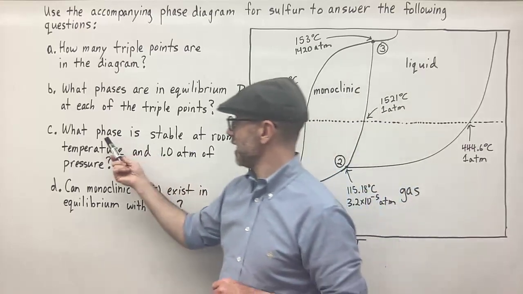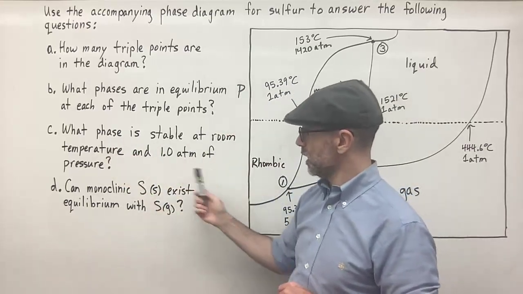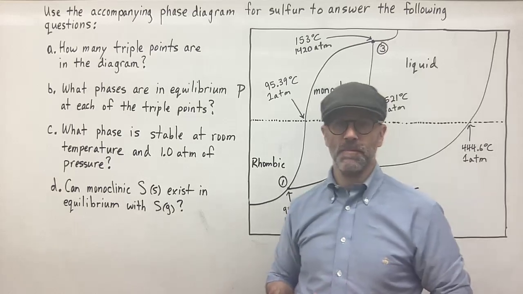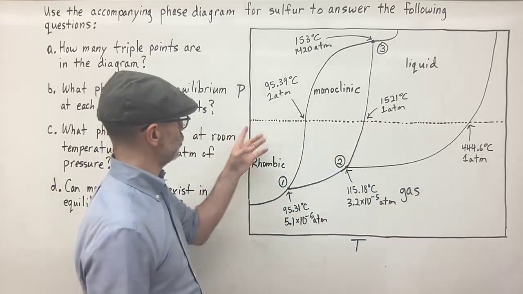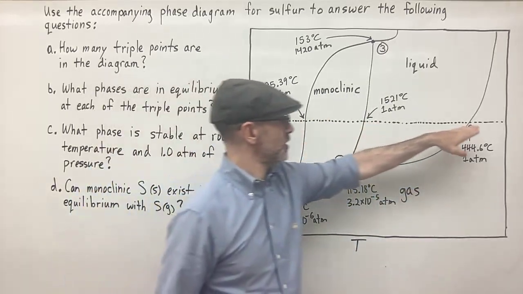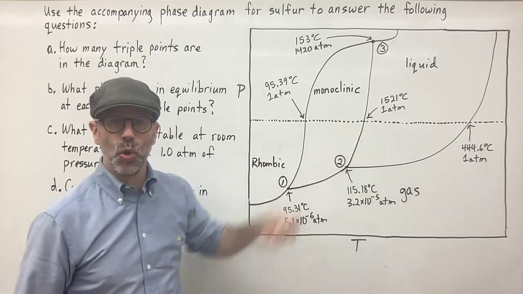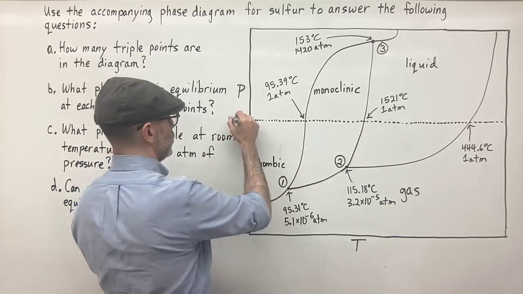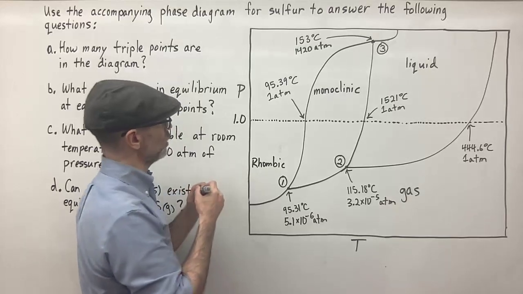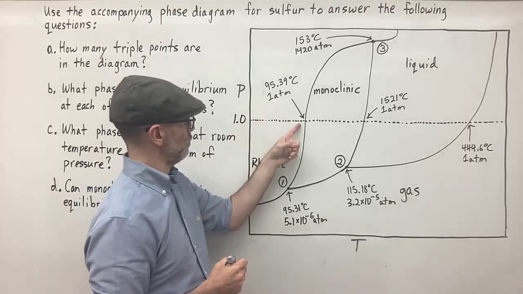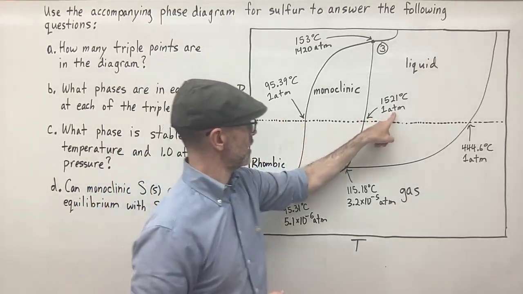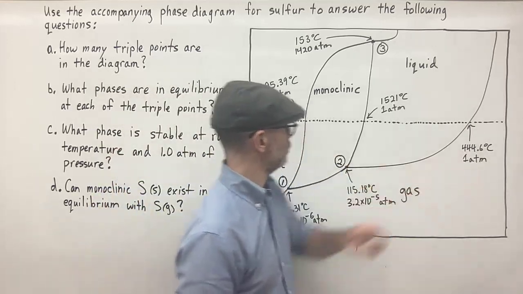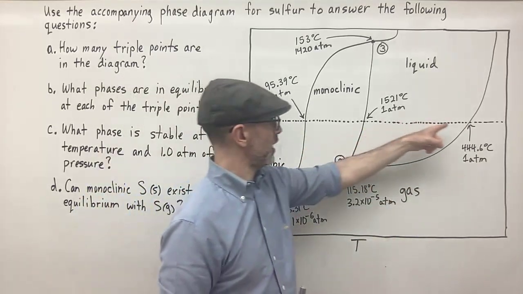C, what phase is stable at room temperature and 1.0 atmospheres of pressure? So that brings me to this dotted line here. This dotted line represents 1 atmosphere of pressure right here. So that would be 1.0. And you can see that at each of these points it's marked as 1 atmosphere, 1 atmosphere, 1 atmosphere. So that's what the dotted line is.